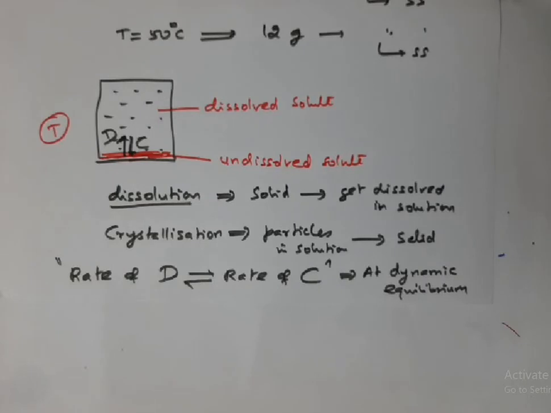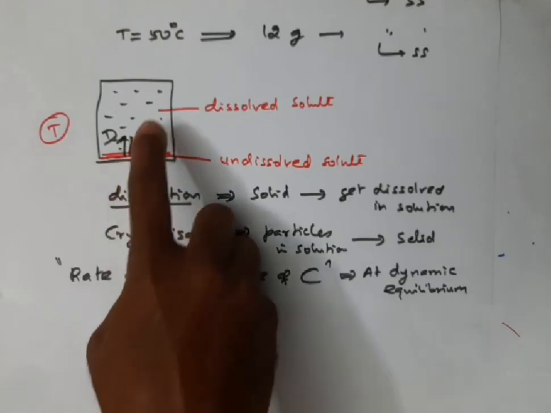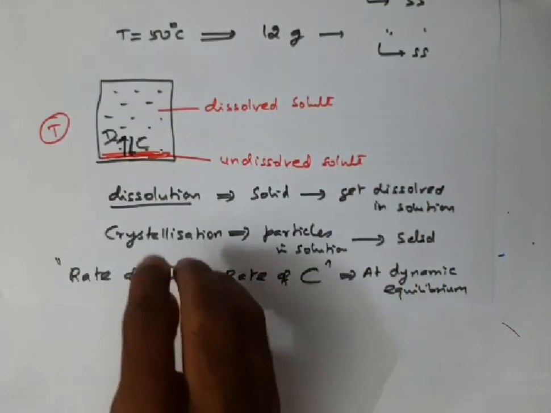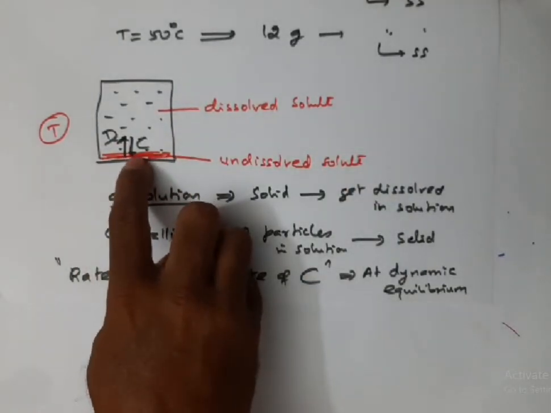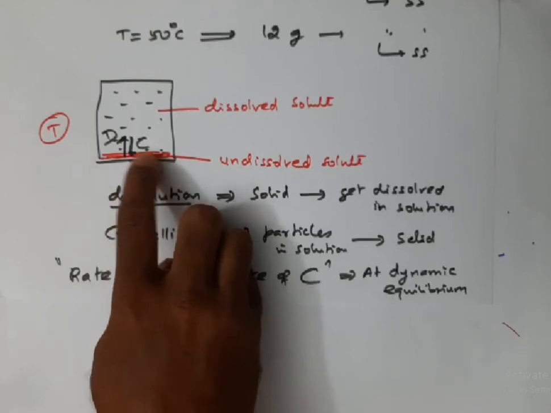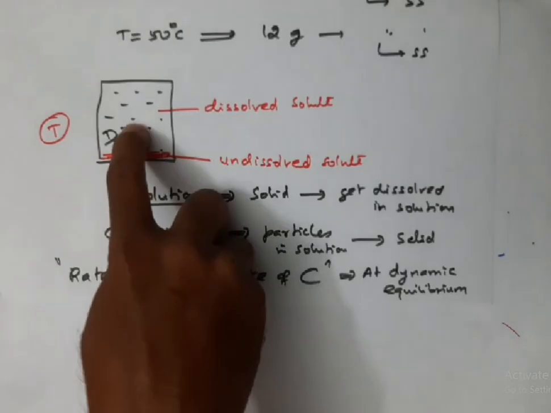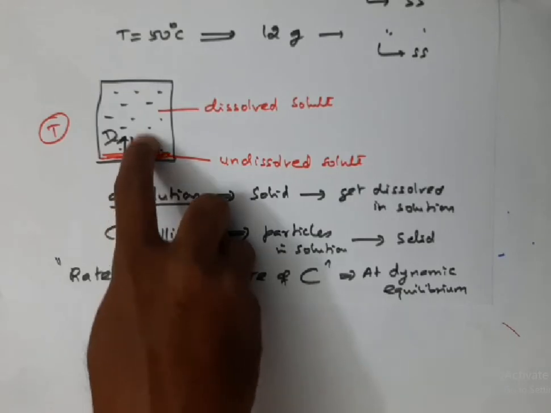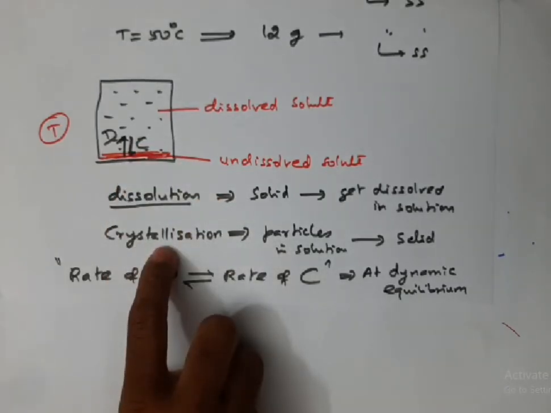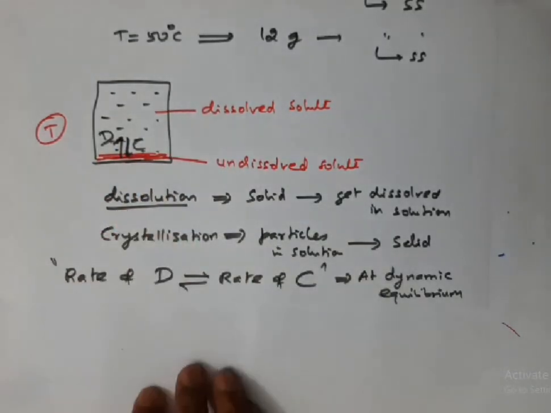Students, observe carefully. What I told you is the solution is saturated. If the solution is saturated, no more substance can be dissolved further. Therefore, excess substance simply deposits and remains as solid here. These particles in the solid will keep on going into the solution. This is called dissolution. And the particles present in solution will approach the solid surface and become solid. That process is called crystallization. In a saturated solution, these two occur continuously.